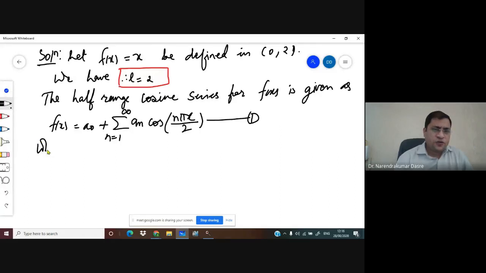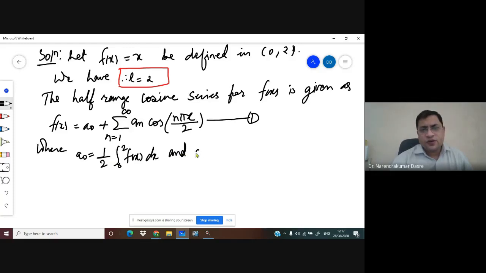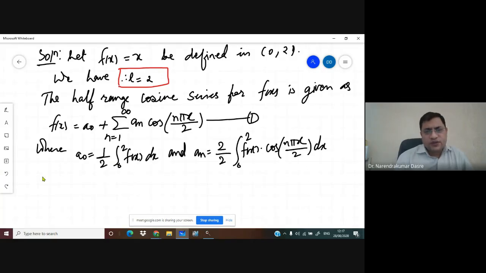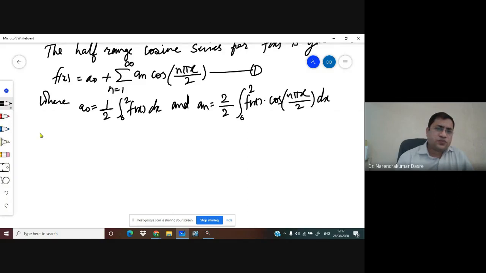Now where we can have a0 is equal to 1 upon L integral 0 to L f of x dx. Here the value of L is going to be 2. Okay, that's why we have declared it earlier so that we can change the formulas accordingly. And we have an is equal to 2 upon L integral 0 to L f of x cos of n pi x by L dx. So here again value of L is equal to 2, so we have replaced it. So these are the formulas, and now we have to evaluate this a0 and an.